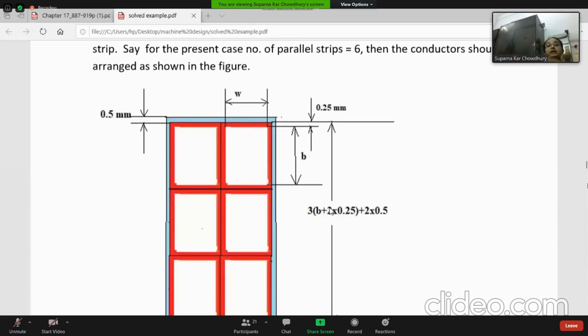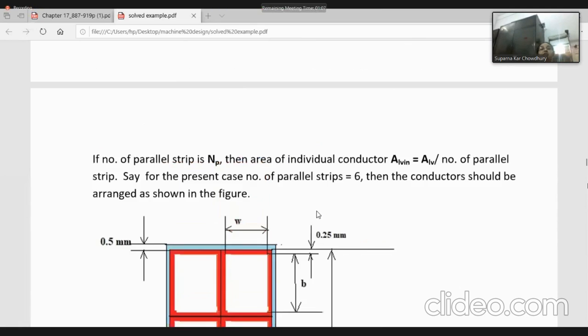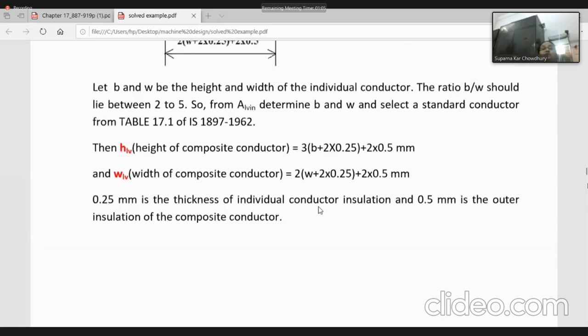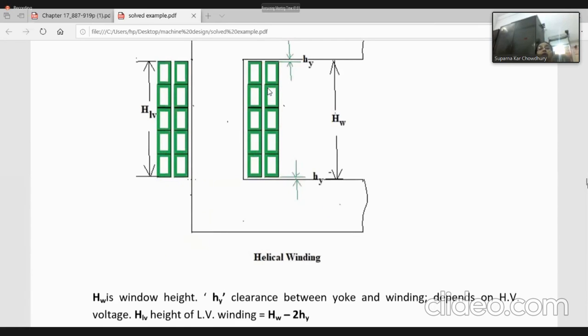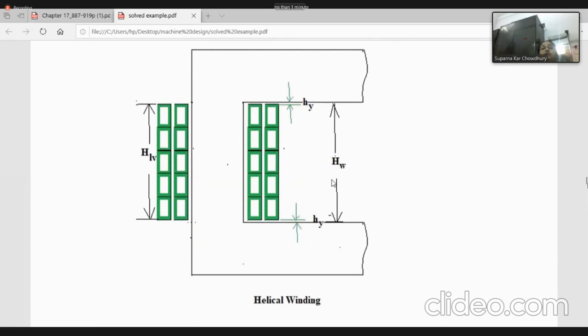Once you select the conductor, this dimension is known. Now, once this dimension is known, how is the helical winding arranged? Now, this HW we have determined initially. Now, this is the yoke. From the yoke and the winding, we should give some gaps for insulation. How much clearance we should give here, I have indicated by HY.